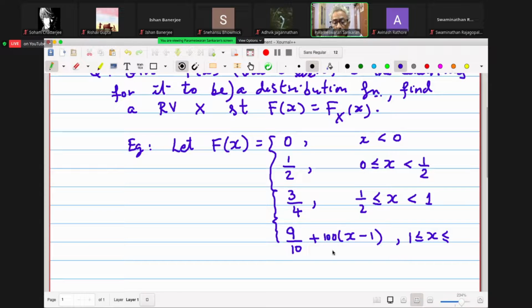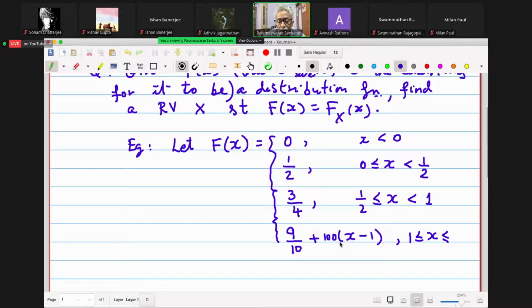So this must be equal to 1/10. So x minus 1 times 100 must become 1/10. So x minus 1 should become 1 by 1000. So 1 plus 1 by 1000, 1001 by 1000. You can check that it becomes 1. And after that it stays 1, of course. For x bigger than or equal to that, it stays 1.